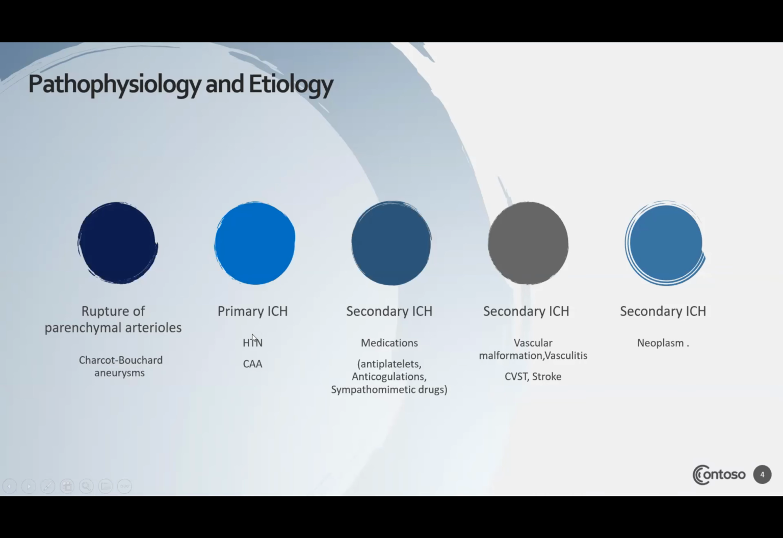The primary is related to hypertension and amyloid angiopathy. Secondary is related to either something coming from outside the brain or something inside the brain. Inside the brain is either vasculitis, vascular malformation, stroke, or CVST, or a neoplasm like GBM, or other neoplasms like lymphoma and leukemia. Secondary causes related to medication include antiplatelets, anticoagulation, or sympathomimetic drugs. That's why history is very important in approaching a patient with ICH.